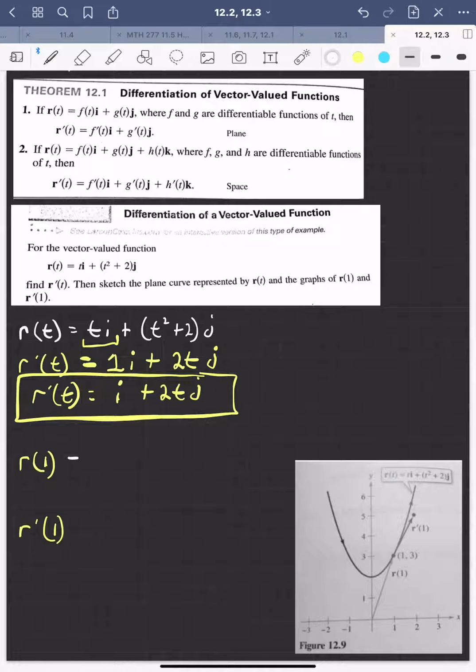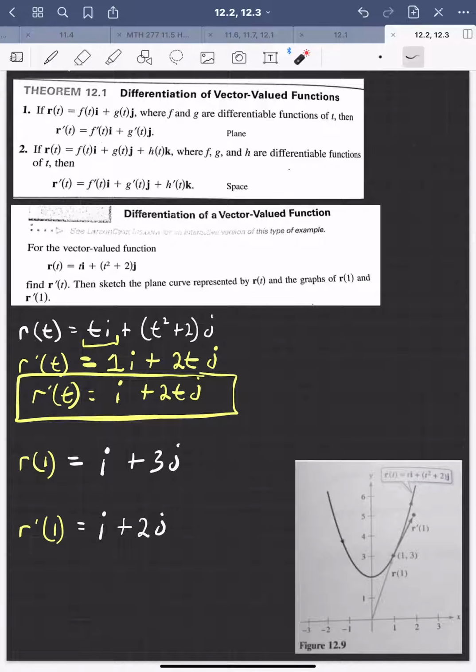So r of 1 is going to be equal to i plus, and my apologies, I got it in the wrong spot, don't I? Yep, I do. So r of 1, so yeah, actually I did it right. It's going to be i. And then 1 squared is 1, plus 2 is 3, so plus 3j. All right, now let's do r prime of 1. So again, that's going to be i plus 2j.